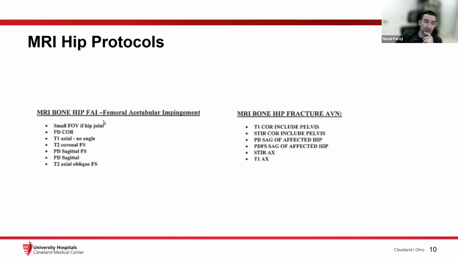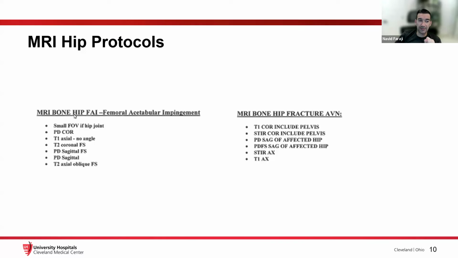This FAI protocol has a small field of view of the hip joint. That's super important because in an MR, when you have a smaller field of view, your spatial resolution is much better. So we can see things like labral tears or cartilage abnormalities more conspicuously on a smaller field of view than we can on a large field of view.